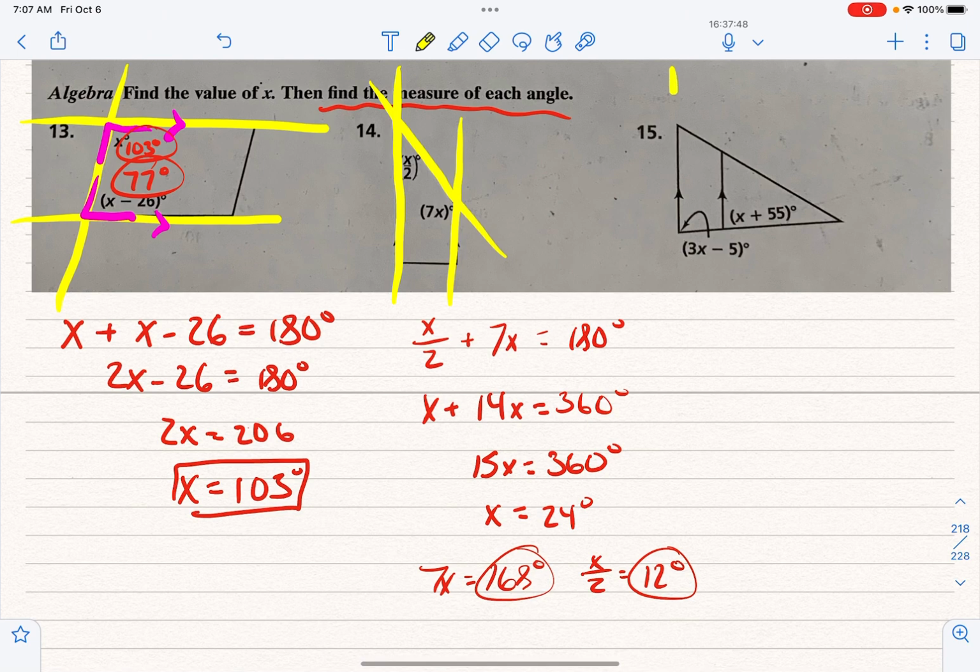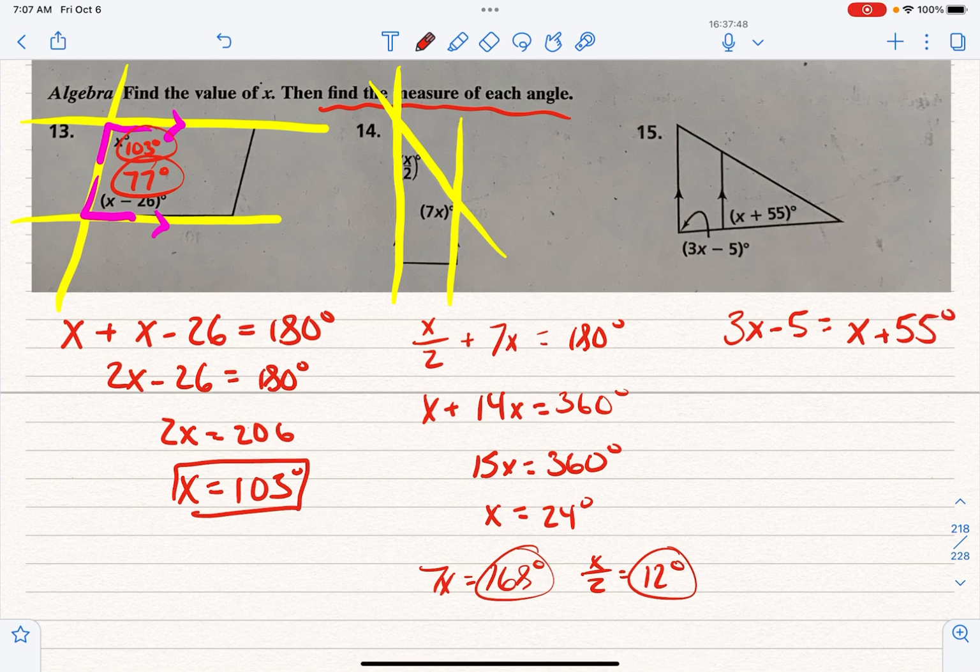So hopefully you realize as you look at these parallel lines, and they've been cut by a transversal, we go, oh, we're talking about the angle here and the angle here. Those are corresponding angles. And corresponding angles are congruent if the lines are parallel, which means we would set these two things equal to each other. We would say 3x minus 5 is equal to x plus 55.